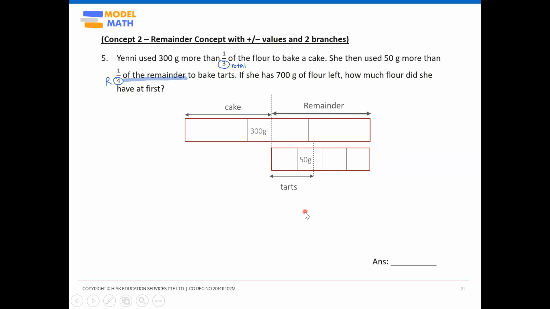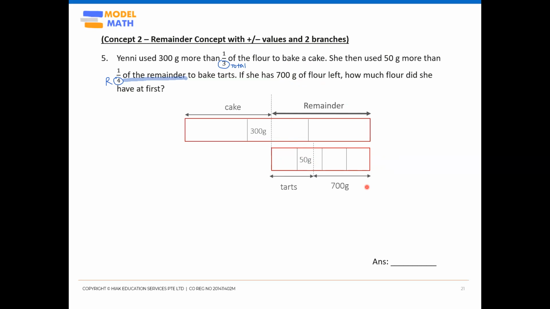Okay, I hope this is clear so far. And following on, she has 700 grams of flour left. Of course, whatever is left is from the dotted line all the way to the end. Okay, so model finished, complete.